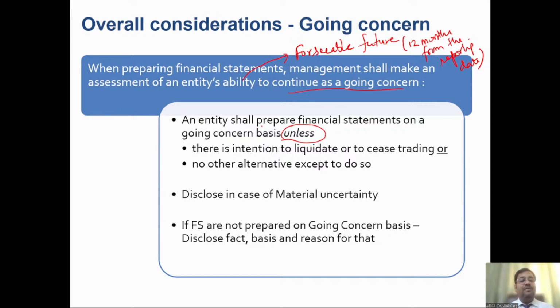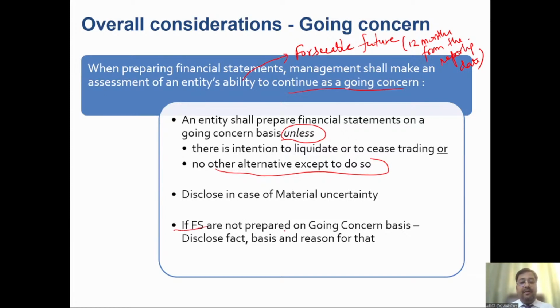Whether the entity wants to cease trading, answer is no. But the entity does not have any other alternative except to shut down the business, because the entity has only operations in the state of Bihar. So in this case, the financial statements are not required to be prepared on a going concern basis. It has to be prepared on some other basis like realizable basis, liquidation basis, right?